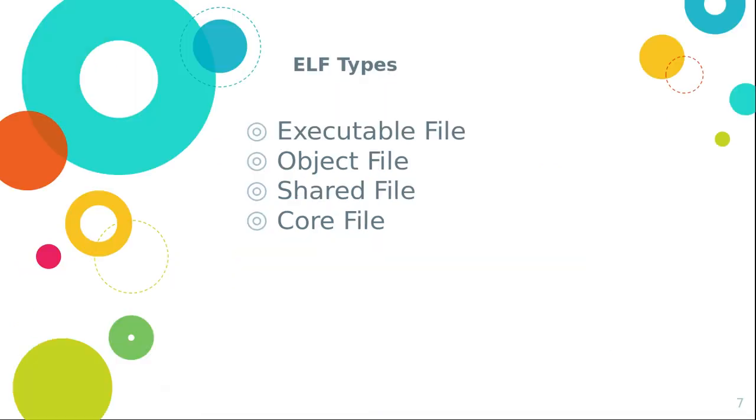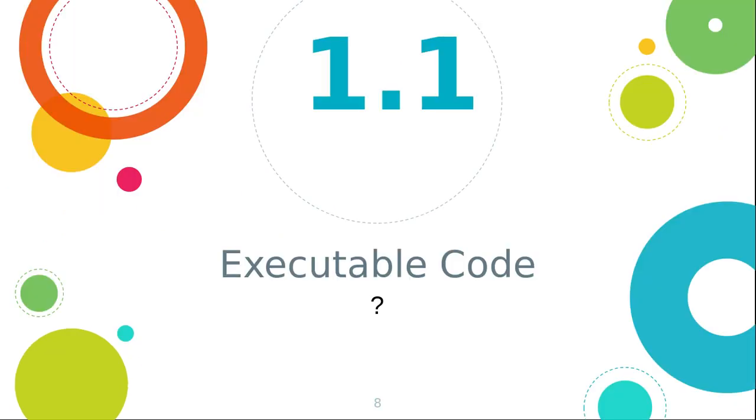So there are various types of ELF. One is the executable file, which we run on our machine. Then the object file, which is the output after the assembler, and the shared file, also known as a library. The core file I will discuss in the upcoming slides. So let's begin with the executable.